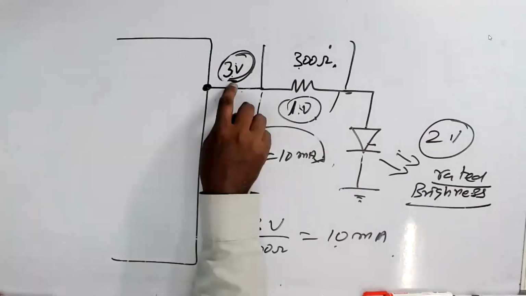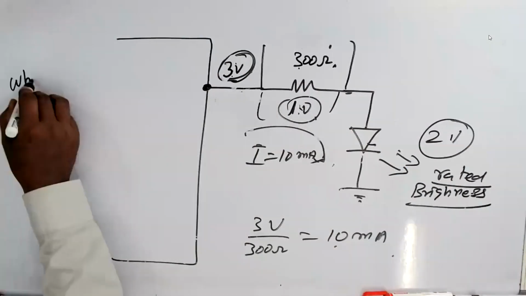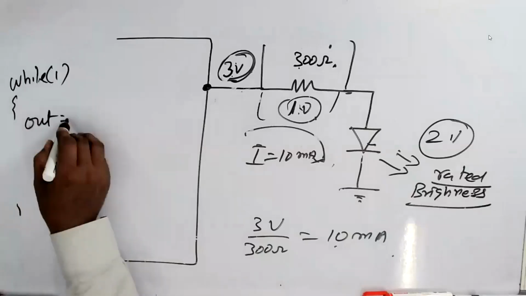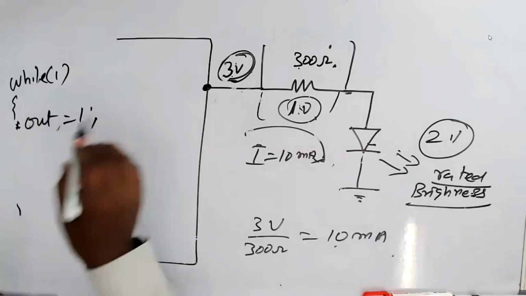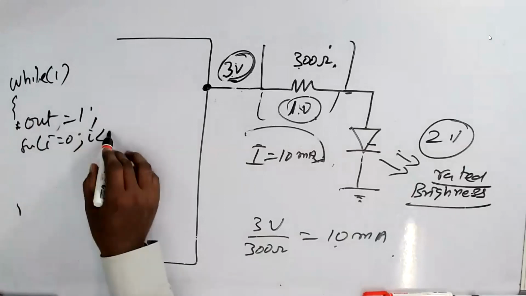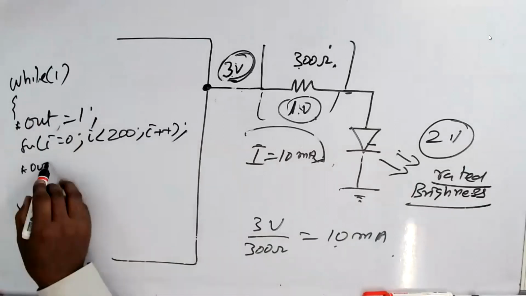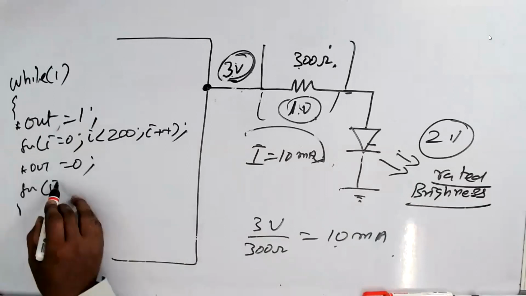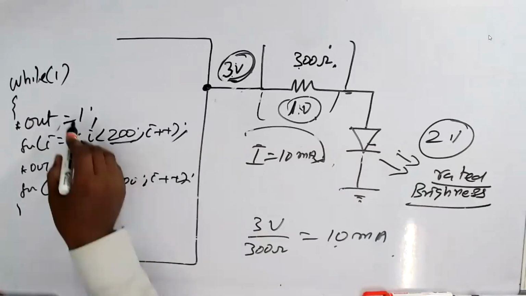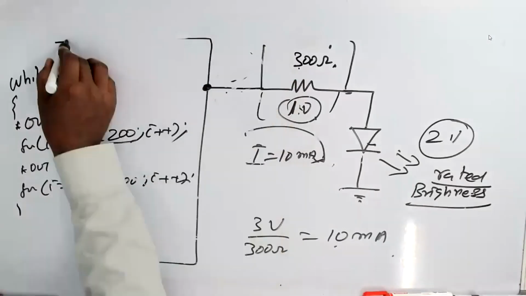So if I change the pin voltage, then the current will drop. How do I change the pin voltage? We do this with a while loop. While 1, out equal to 1, I make it on. For i equal to 0, i less than 200, i plus plus, out equal to 0. For i equal to 0, i less than 200, i plus plus. Now you see that on. Now what I'm doing here is making the on time and the off time, I make the pulse, on and off.